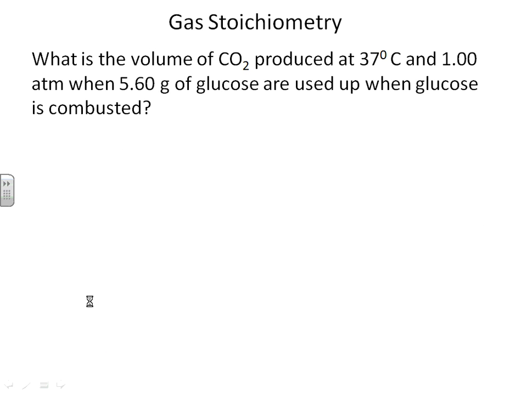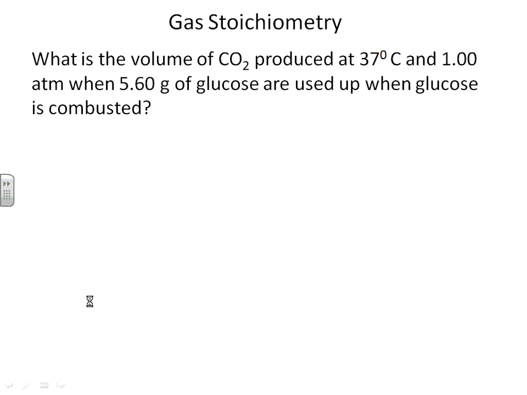So, sample problems. We're going to go through two sample problems. The first one says, what is the volume of carbon dioxide produced at 37 degrees Celsius and 1 atmosphere when 5.6 grams of glucose are used up when glucose is combusted? The first step, we need to write a balanced equation. Why do we need to write a balanced equation? We need those coefficients. You need to know the molar ratio between the compounds in this chemical reaction.